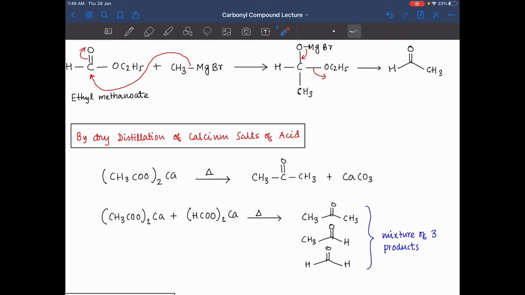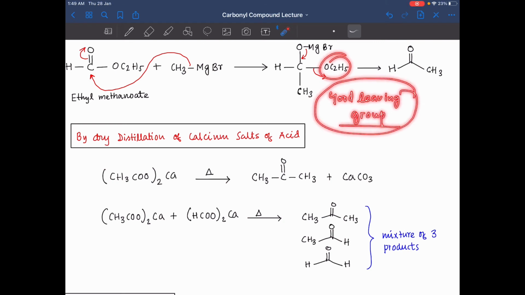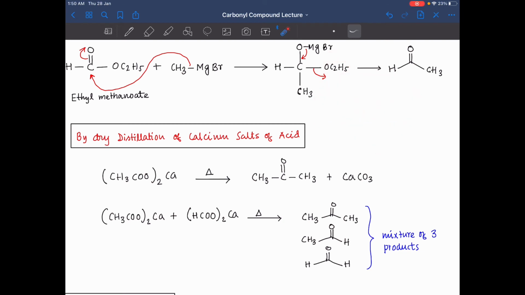In the next step, the O-Mg bond breaks, and we know this OC2H5 is a very good leaving group, OEt minus. So this group leaves, and there will be generation of a carbonyl compound again. This is the aldehyde, acetaldehyde.